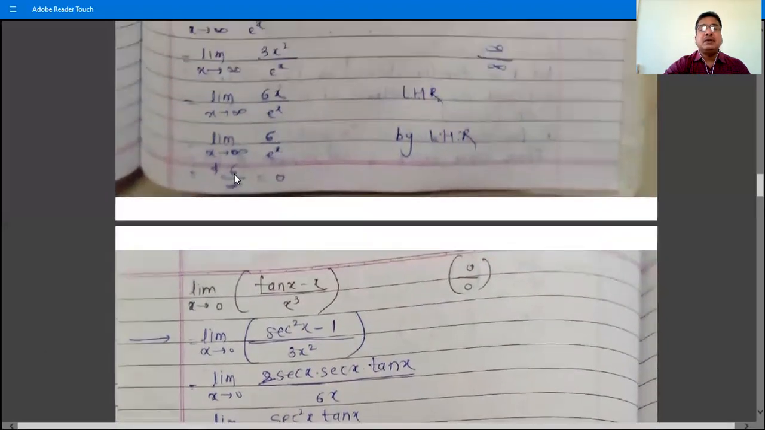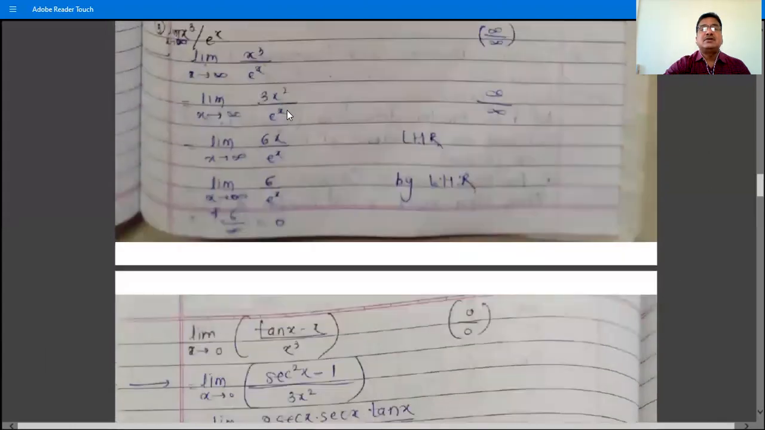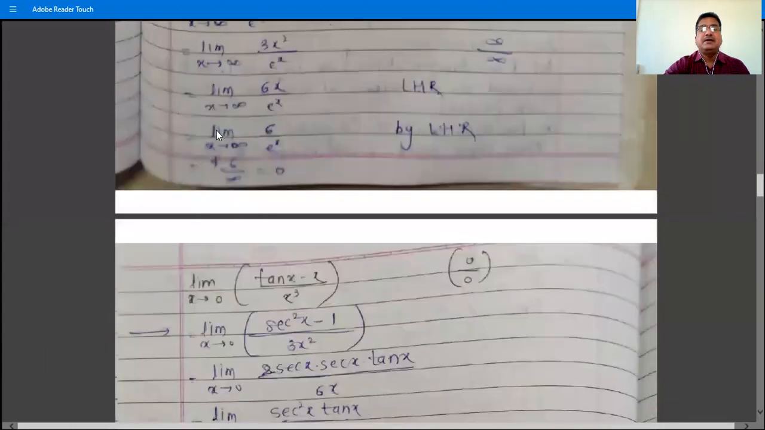Now the limit of numerator is 6, and e raised to infinity is infinity. 6 by infinity, so the answer is 0. So we have the answer of this problem, x cube by e raised to x, is 0.